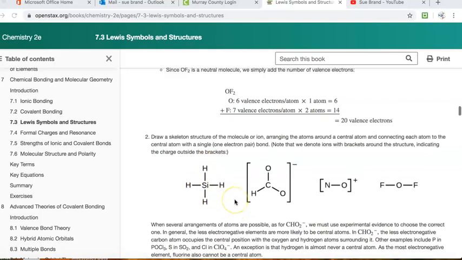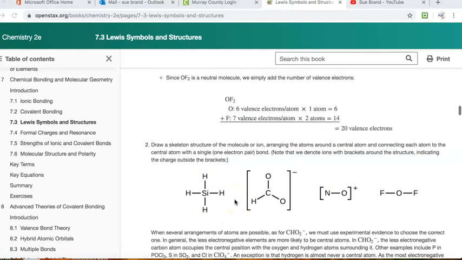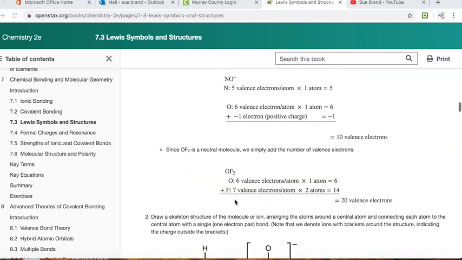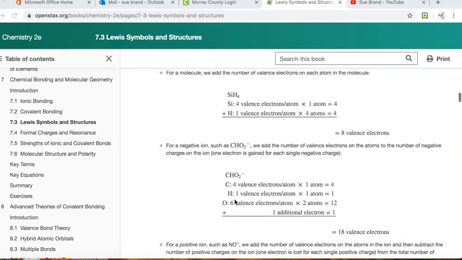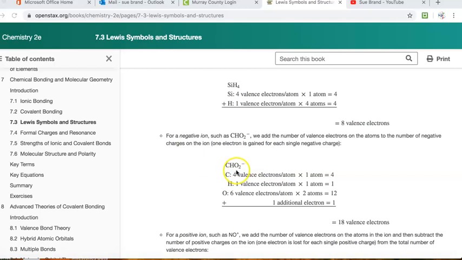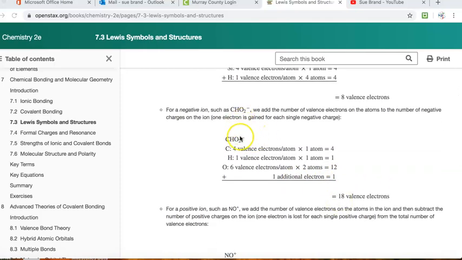So here you have the structure drawn for that compound. Now here we have CHO2 minus. Carbon has 4 valence electrons, it's in group 14. Hydrogen has 1, and oxygen has 6, and there's 2 of them, so that's 12. And then for the negative charge, you're going to add 1 additional electron because it's negatively charged.